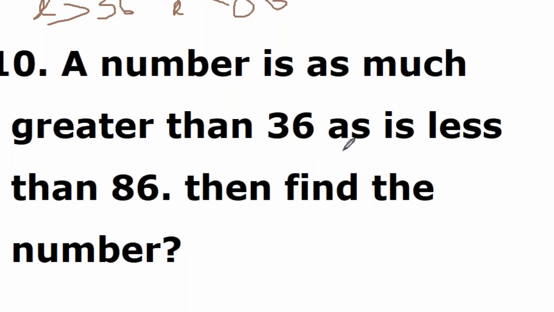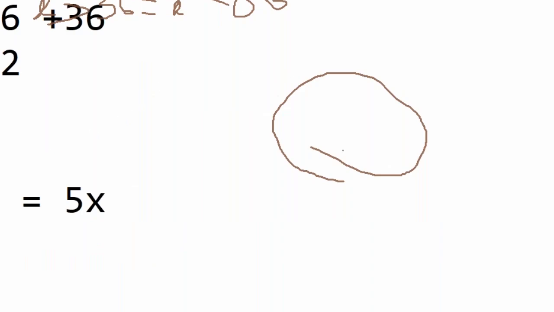They clearly gave "as is" means equal. So the difference between 36 and x and between 86 and x should be the same. For example, take smaller numbers: 2, 5, 8. 5 is more than 2, and 5 is less than 8.